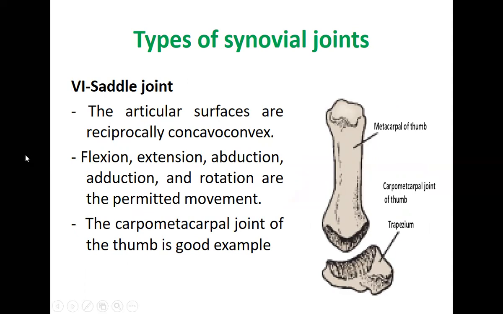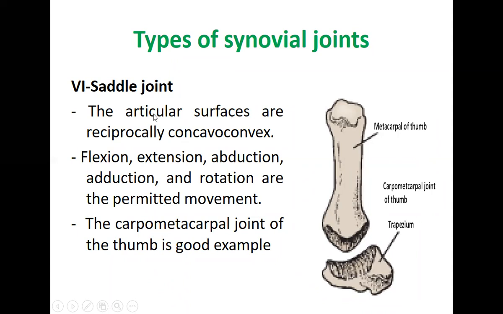Now coming to the sixth type of joint, the saddle joint. Just like when you sit on a horse, you need a saddle, on which you get the support to sit. Here, if you look, this looks like a saddle. So that's why it is called the saddle joint.